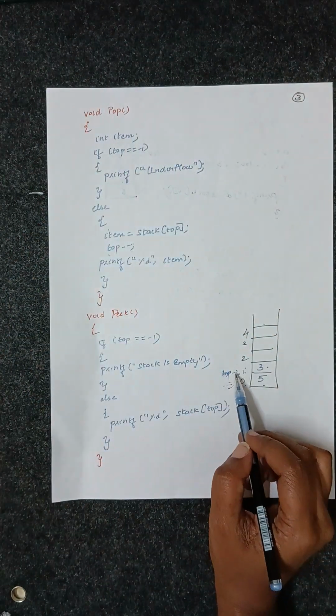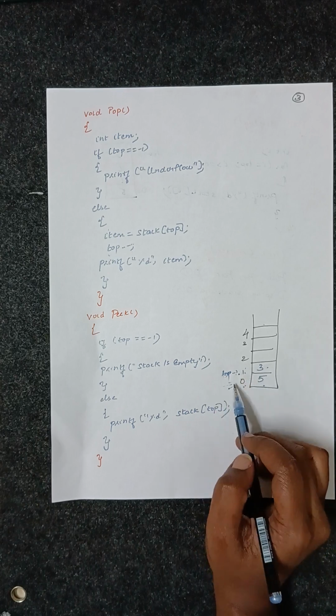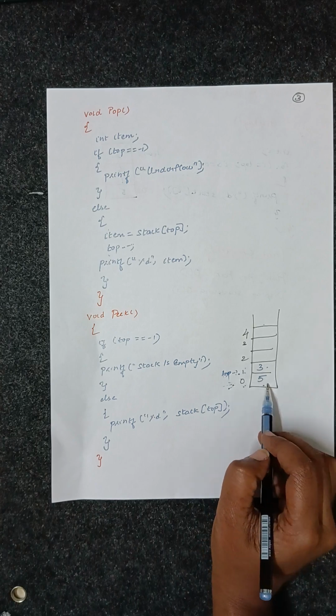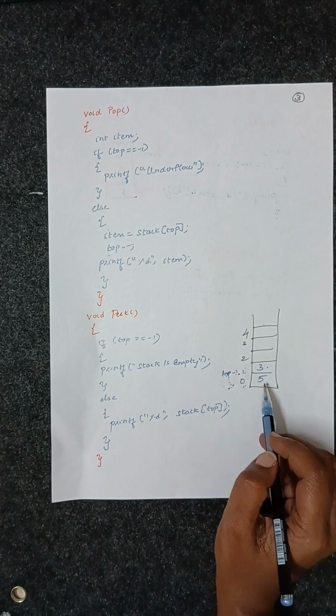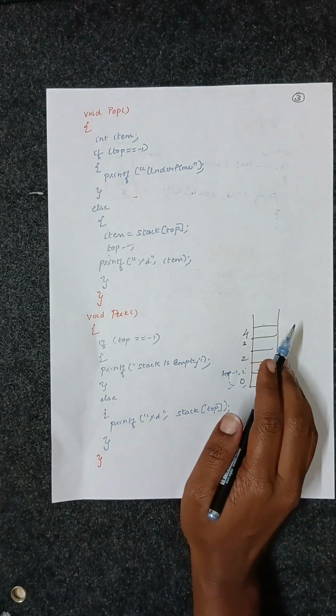So what will happen? You will remove the element and top minus minus. If you do that, the top pointer will come to 0. Again, if you want to remove the element, you decrement again, and what will happen? 5 also will be removed. So this is the pop operation, very simple.